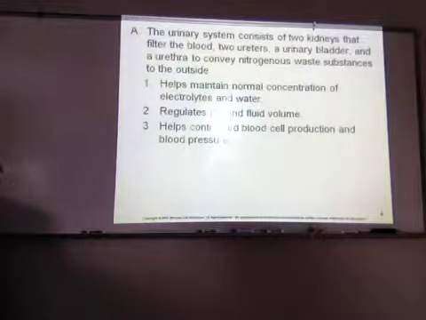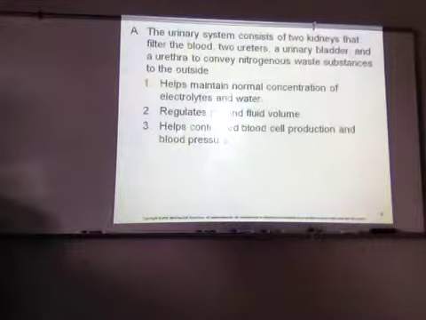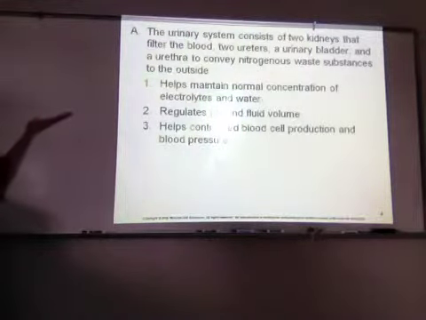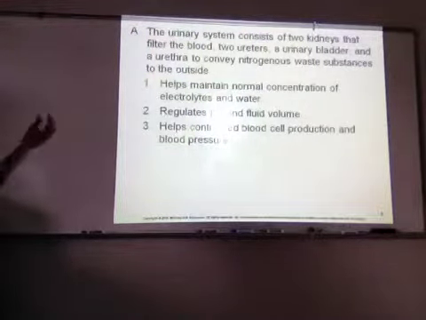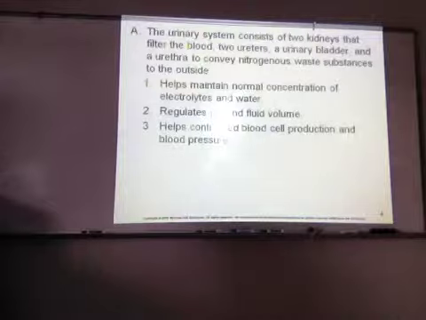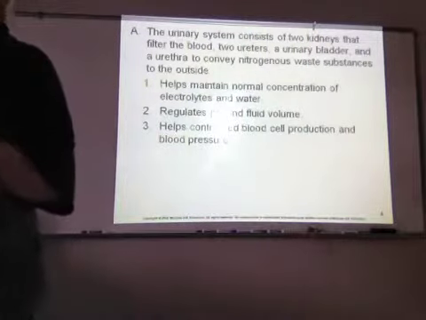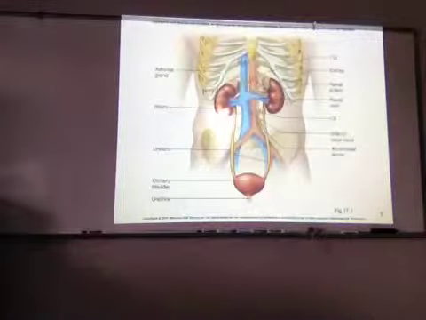body. So basically the job of the urinary system is to filter and get rid of waste. When it does that, it helps maintain a normal concentration of water balance. So it's very important for salts or electrolytes and water balance. Like a kidney stone, you might have a buildup of a salt or calcium deposit or something like that. It regulates pH and fluid volume, and we'll talk more about that next class period. And it also helps with red blood cell production and blood pressure. And that one you probably don't hear as much about.